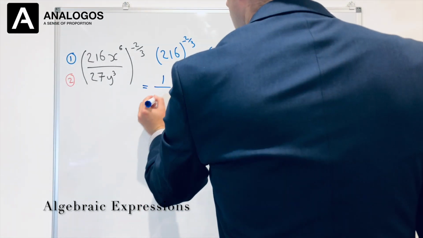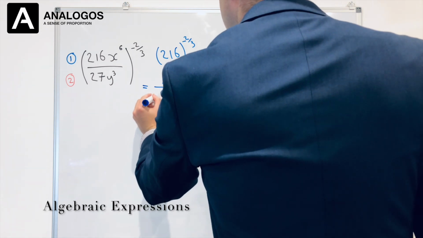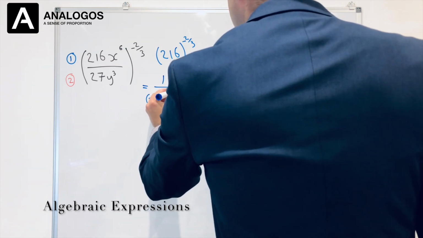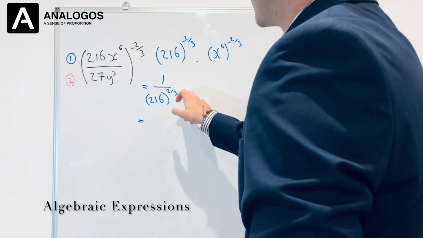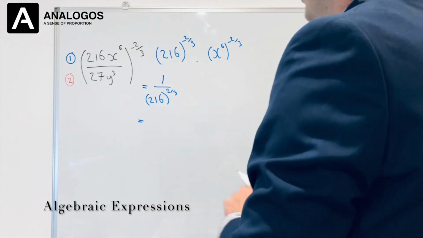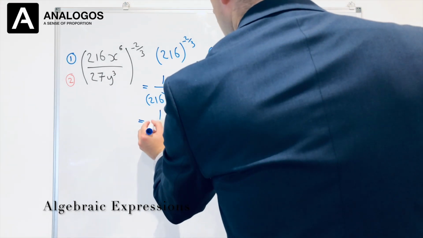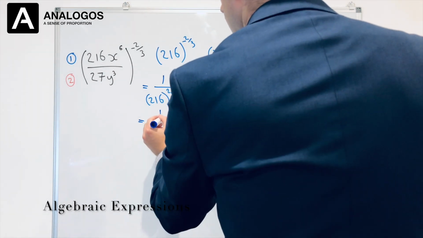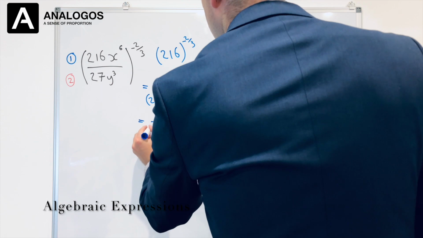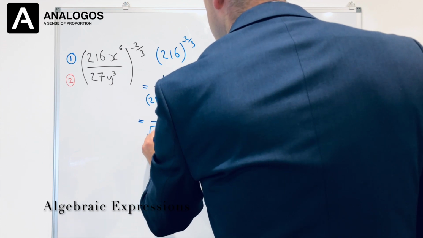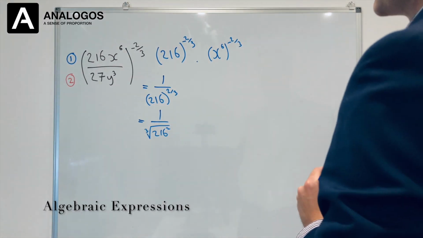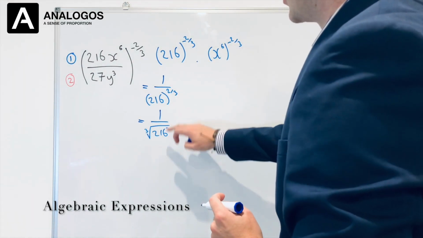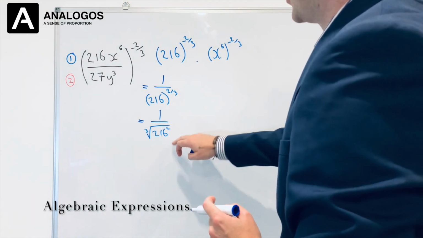So you've got 1 over 216 to the power of 2 over 3. Okay, so it's not to the power of a half this time, it's the power of 2 over 3. So how do we rewrite that? That's the same as 1 over, so not the square root, in this case it would be the cube root of 216 squared. That is that. Okay, you need to know that. You need to know how to rearrange this to make it look like that.